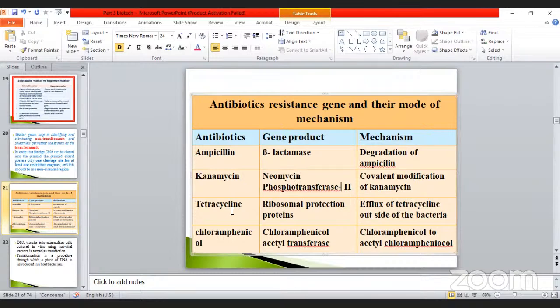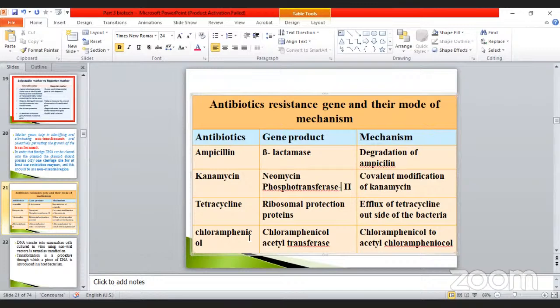Tetracycline is also another antibiotic. The gene product will be ribosomal protection proteins. Protein biosynthesis also takes place with the help of the ribosome only, isn't it? So the ribosomal protection protein is very, very important. It's a gene product. The mechanism: efflux of tetracycline outside of the bacteria. What is the meaning of efflux? It means elution out of tetracycline outside the bacteria.